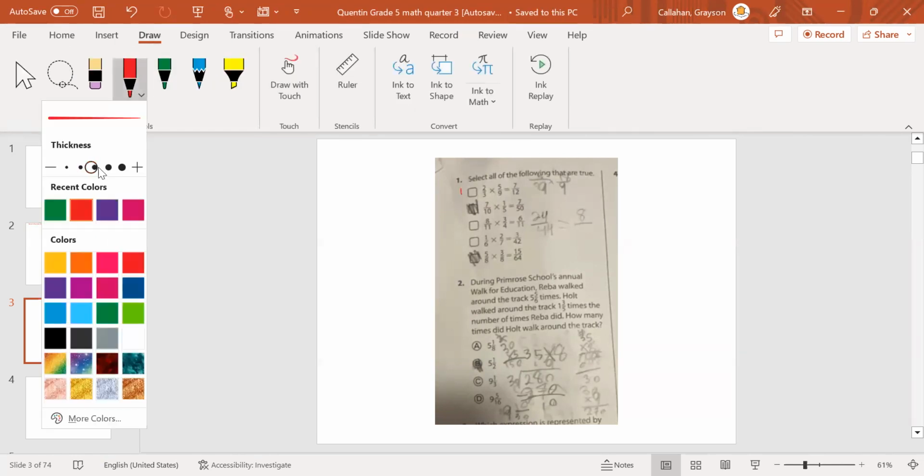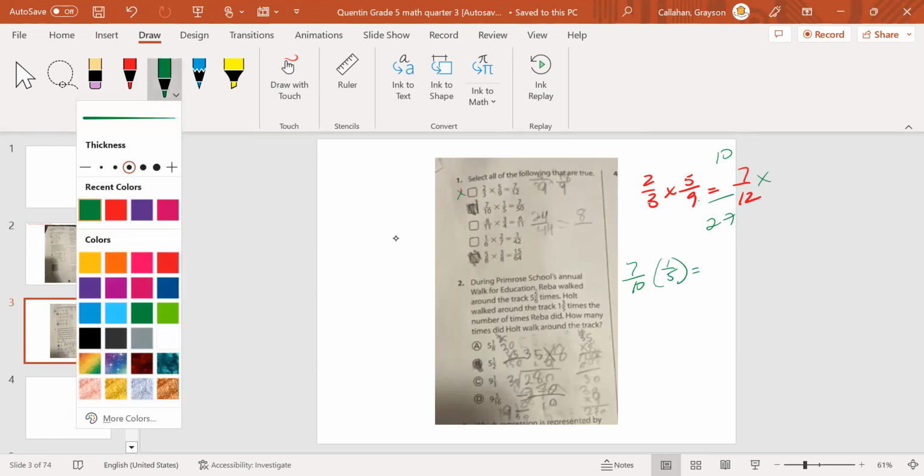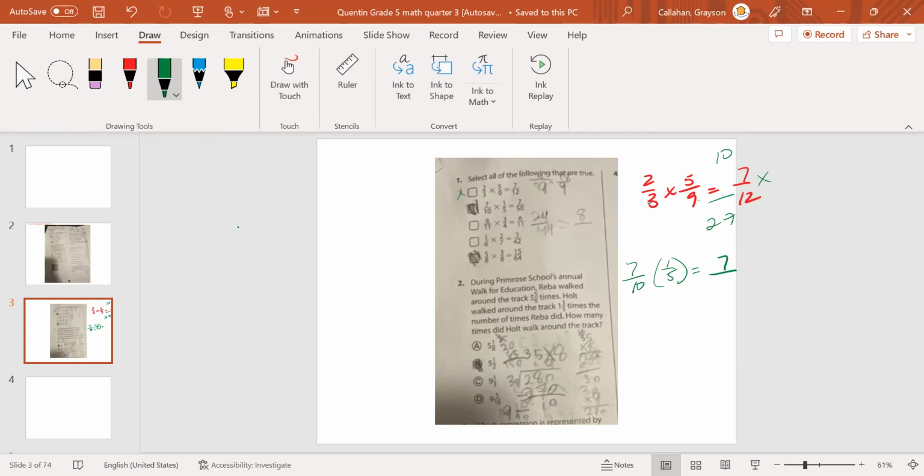So for the first one, what you have here is 2/3 times 5/9 equals 7/12. So when you look at this right here, 2 times 5 is 10, 3 times this is 27. So obviously that's not true, right? So I'm glad you said that's not true. Next one, 7/10 times 1/5. 1 times 7 is 7. That should be 50. So 7/50 is correct. So the following are true. So good. That's one of the answers.